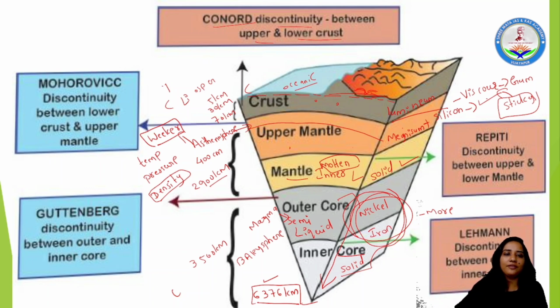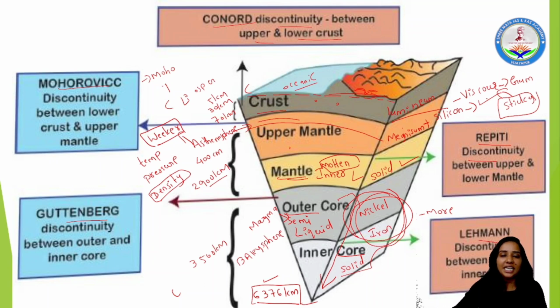One more thing I had left out is that different names have been given to each of the layers. The layer where the crustal part ends and the upper mantle begins, we refer to as the Mohorovicic discontinuity. It is also known as the Moho discontinuity. The line which distinguishes the upper mantle and inner mantle, we refer to as the Repetti discontinuity. The line which differentiates the mantle portion from the outer core, we refer to as Gutenberg's discontinuity. And from the outer core to the inner core, we refer to it as Lehmann's discontinuity.